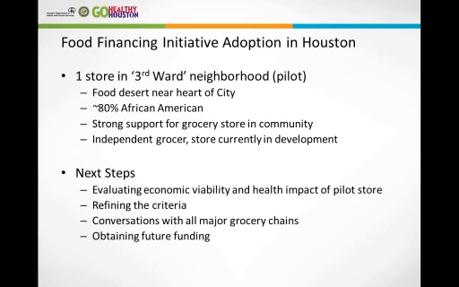So our next steps are really to evaluate the economic viability and health impact of this pilot store. We also want to refine the criteria based on this evaluation. We also need to continue having conversations with all of our major grocery chains on how we can further increase access in other neighborhoods. And then we need to work on obtaining future funding if the pilot is deemed successful.